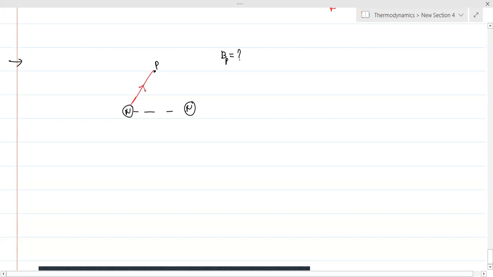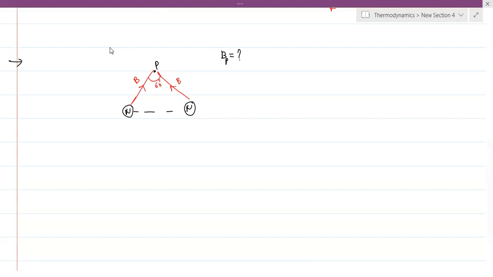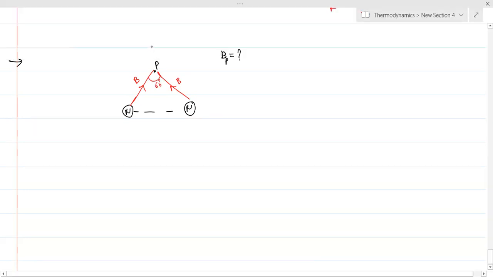They will originate from the north pole. This is the direction of the magnetic field. The lines of force will originate from the north pole. This is the magnetic field. And this angle is 60 degrees. And therefore, we will have the resultant as the angular bisector. This will be the B dash or BP.